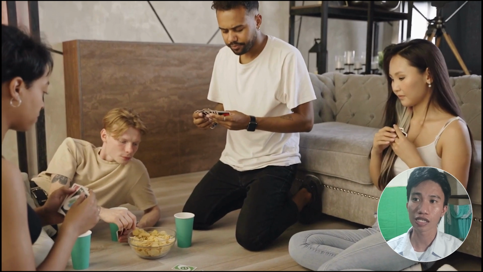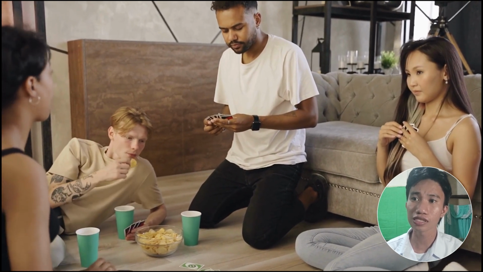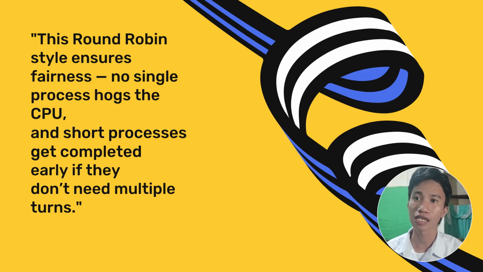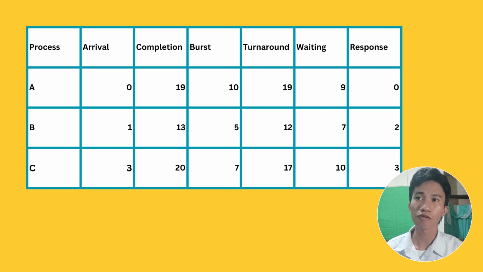Uno or board game turn animation. This round robin style ensures fairness: no single process holds the CPU, and short processes get completed early if they don't need multiple turns. A table with columns: process, arrival time, completion time, turnaround time, waiting time, and response time.